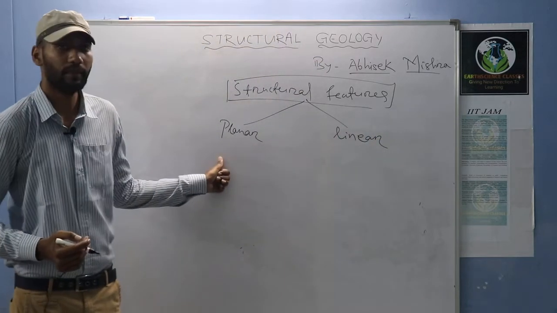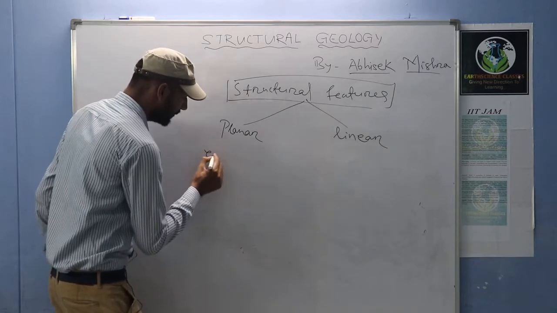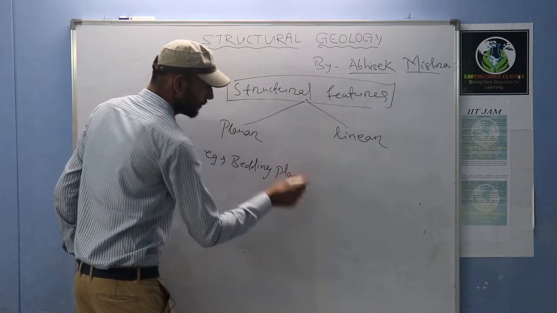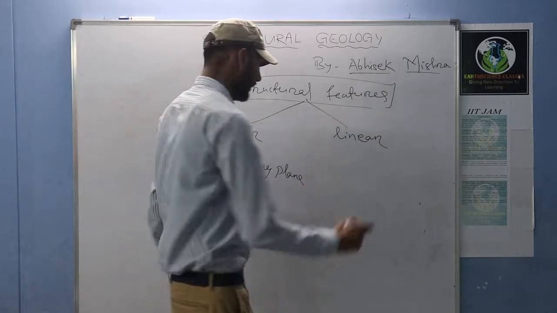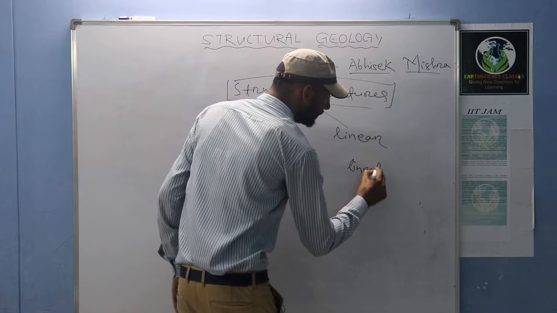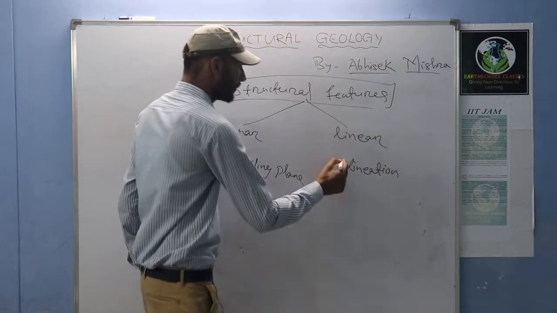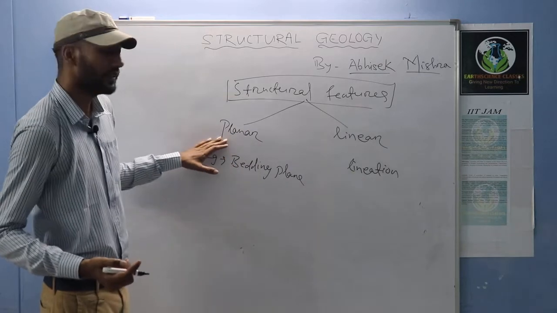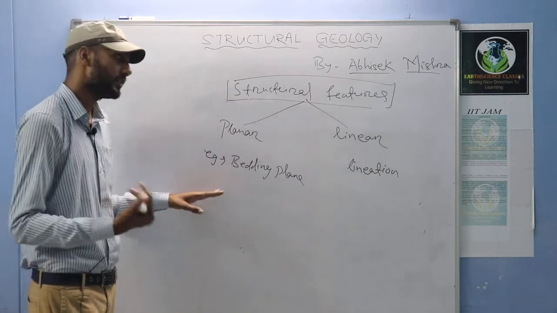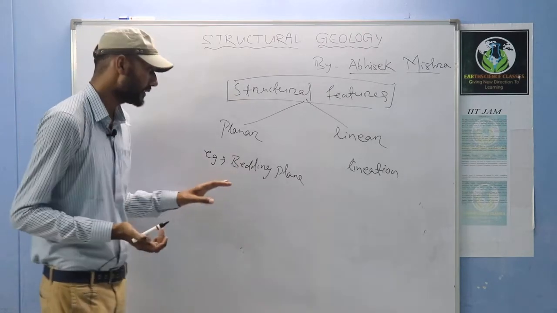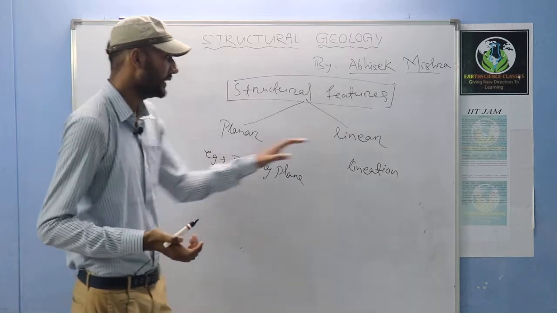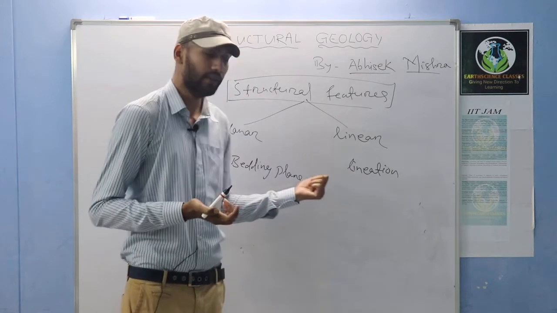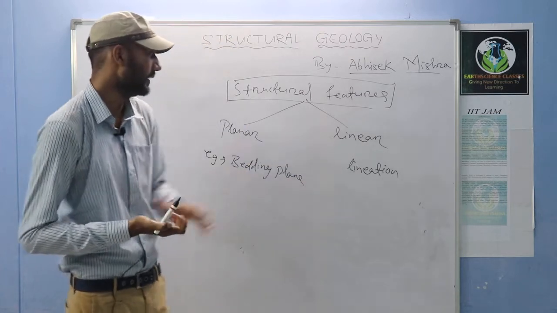Planar feature means any plane. For example, the basic example, a bedding plane. For a linear feature, let's say any mineral lineation. I think all of you know what is lineation. Talking about planar features, that can be a bedding plane, a fault plane, a joint plane, or a foliation. We will discuss all this. So planar feature means any plane. Linear feature means any lineation, that can be a mineral lineation, or the outcrop of a vein, or outcrop of a seam. So any linear feature.